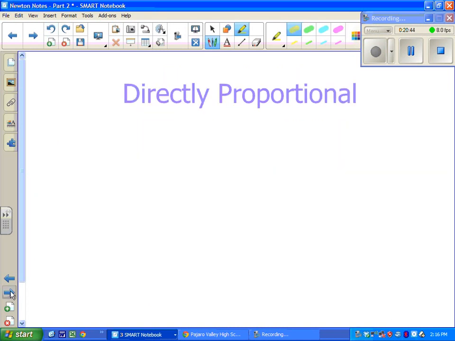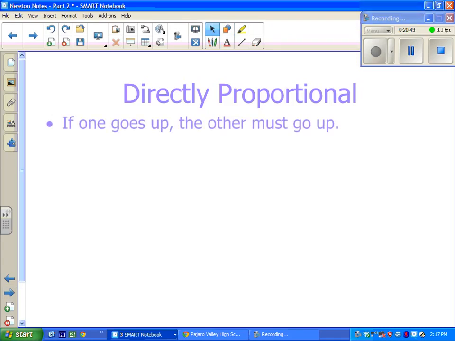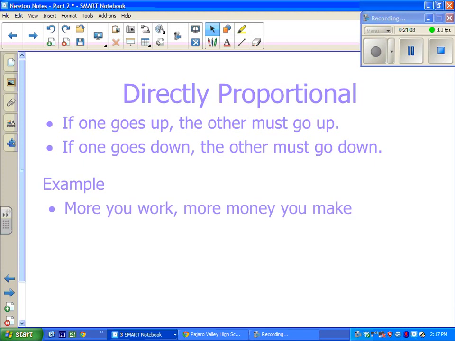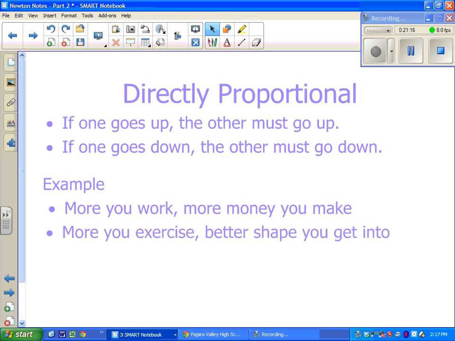Okay. Next concept, directly proportional. Directly proportional states that if one thing goes up, the other must go down. Sorry. If one goes up, the other must go up. I can read, I swear. The opposite is also true. If one goes down, the other must go down. And some examples we talked about. The more you work, the more money you make. Work goes up, money goes up. Or, the more you exercise, the better shape you get. Exercise goes up, your shape goes up.